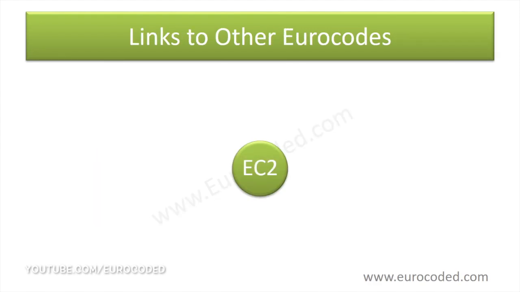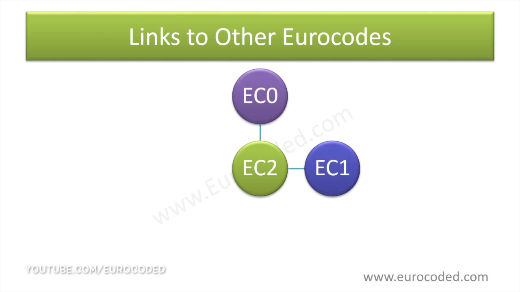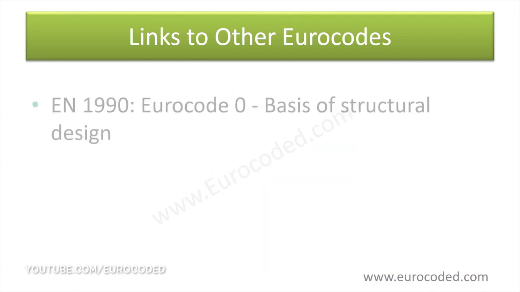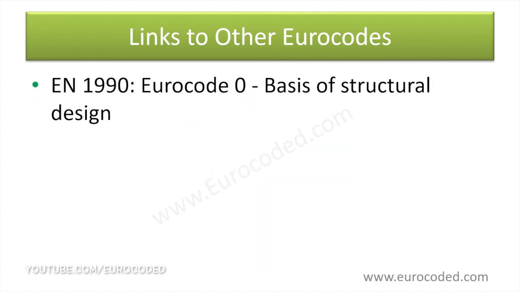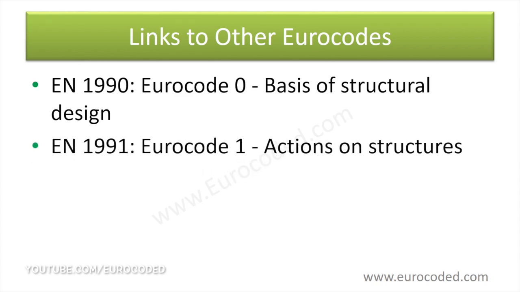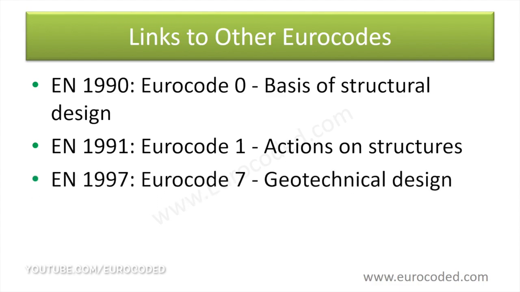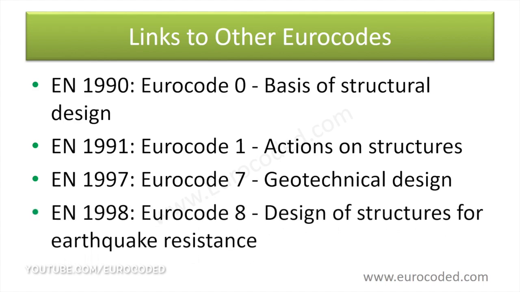Eurocode 2 is intended to be used in conjunction with other Eurocodes, namely EN1990, EN1991, EN1997 and EN1998. Therefore, when you are undertaking a design to Eurocode 2, you will need to look at EN1990 for basis of structural design, EN1991 for actions on structures, and you may need to look at EN1997 for geotechnical design, EN1998 for design of structures for earthquake resistance.